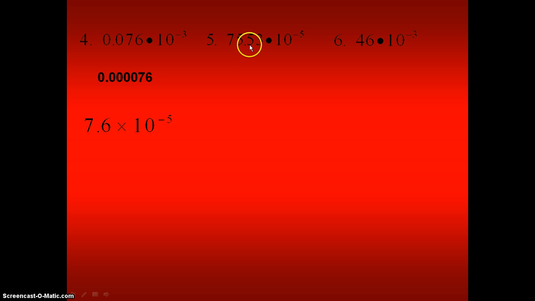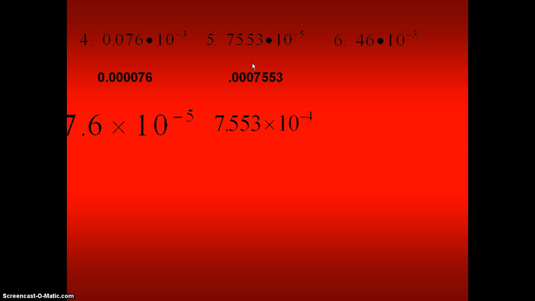Okay, so let's take a look at number 5 here. Okay, 75 is clearly not in between 1 and 10. Okay, so we need to move this and put it into standard form. Oh, went a little too fast there again. Okay, so in standard form, you're swinging the decimal 5 places to the left. Okay, and you're going to get 0.0007553.